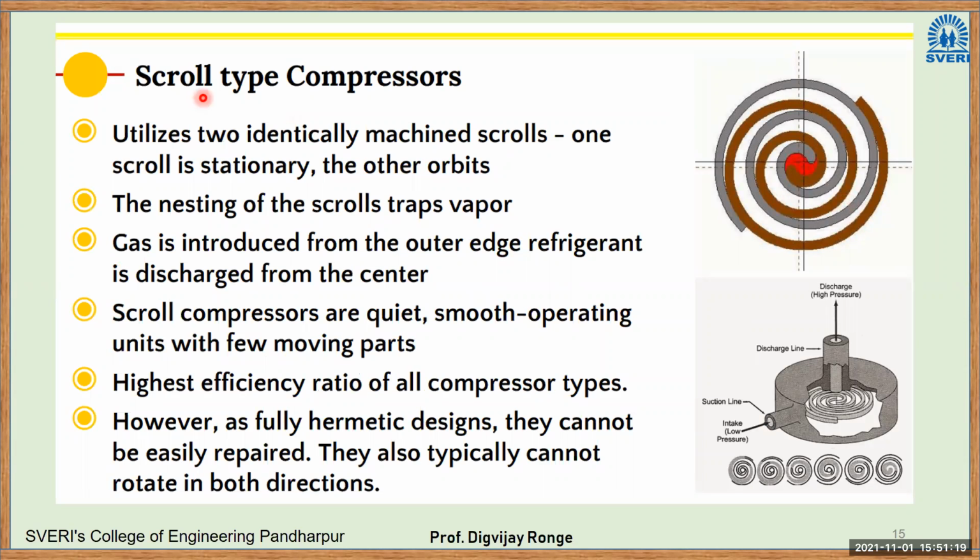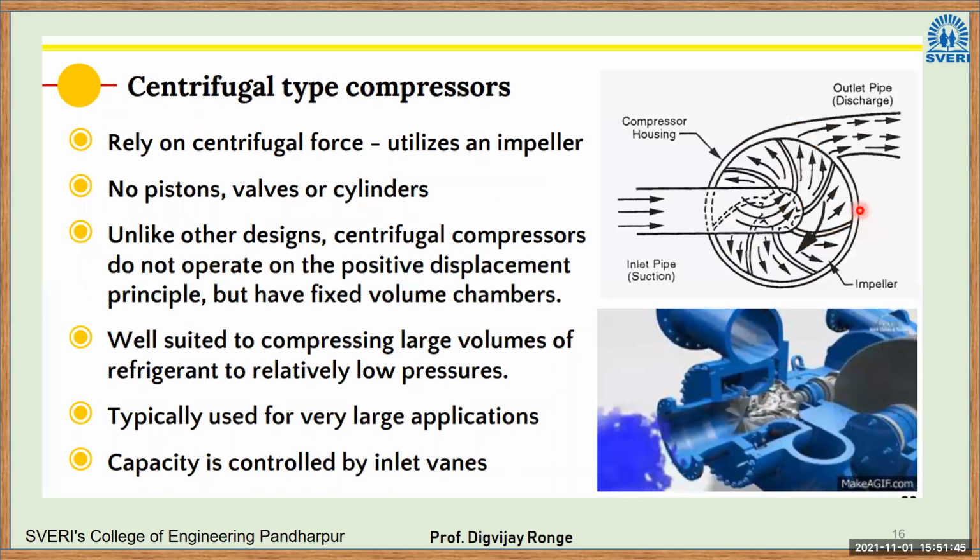Then we have scroll type. Scroll type are also very famous. As you can see, this is the actual assembly of the scroll type. There is a scroll inside of it and it continuously rotates. There are two scrolls, and because of the gap between these two scrolls, air is compressed and then it is discharged. Scroll type is also famous in commercial air conditioning equipment.